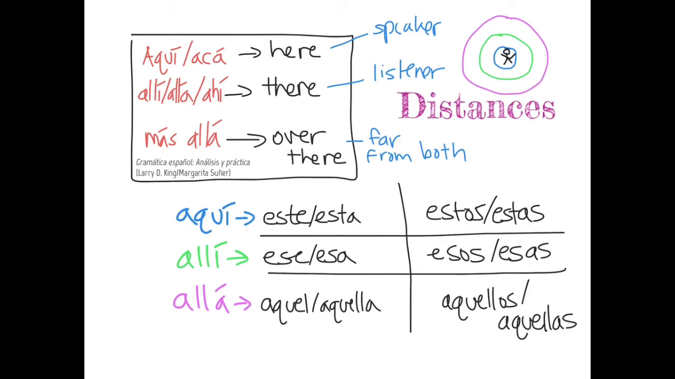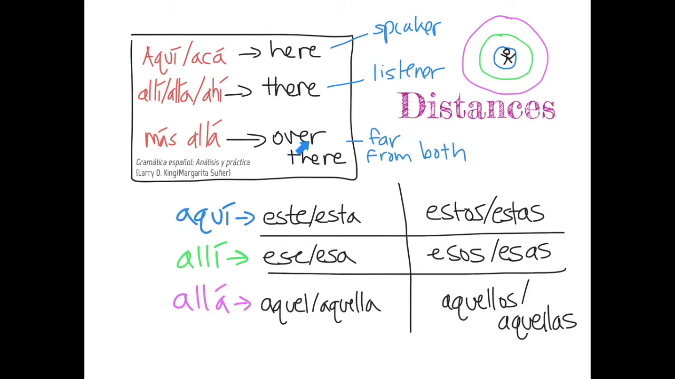speaker. The next step away, the green ring, you would see something like allí, allá, allí, with no H in there. So allí with the L's makes like more of a Y sound versus allí there. Listener, they would possibly be in this ring, or the distance is a little further.